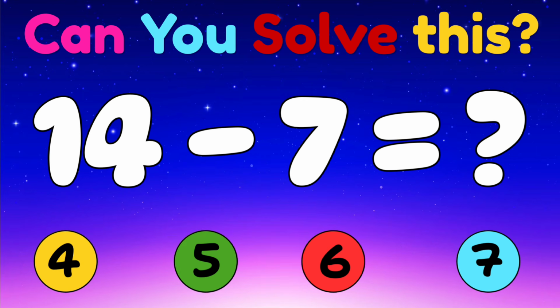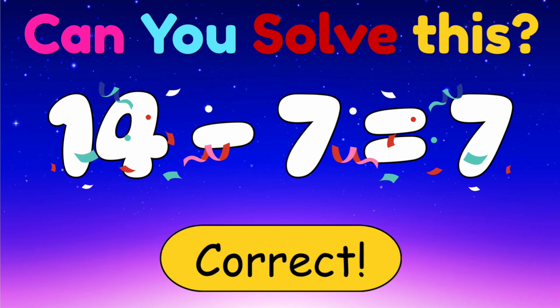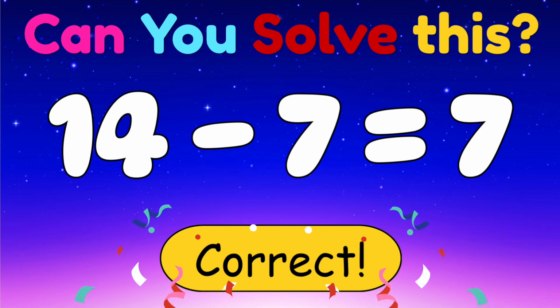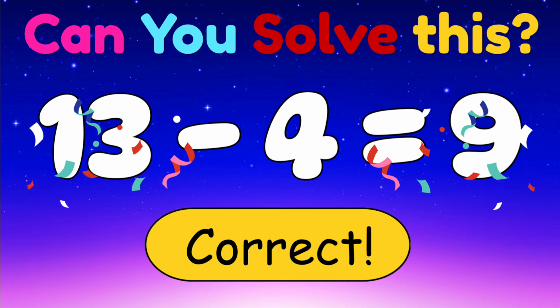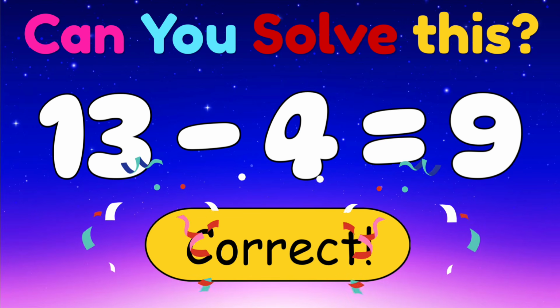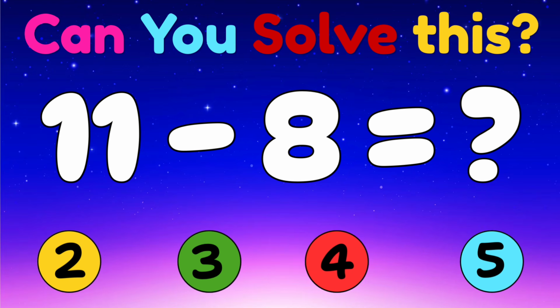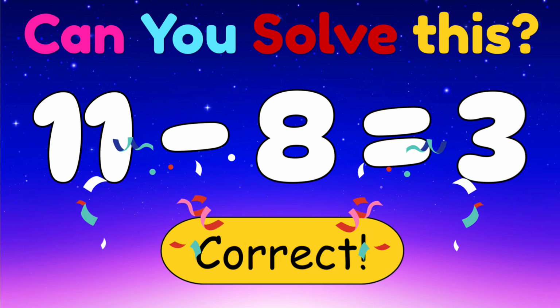Here's another challenge. 14 minus 7 equals. Correct. Answer is 7. Brilliant. Let's try this one. 13 minus 4 equals. The correct answer is 9. Great job. What is 11 minus 8? Correct. It's 3. Well done.